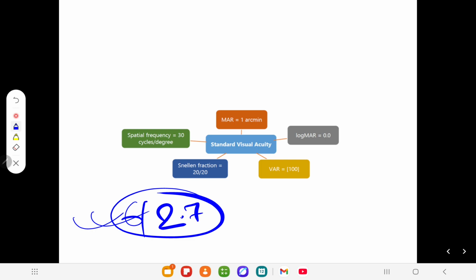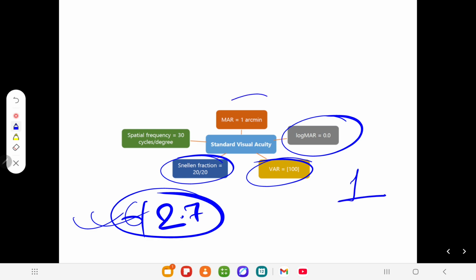But you have to understand that standards mean what we want to achieve. If we want to achieve 6/6, that means 20/20, which means VAR is 100. At the same time logMAR is 0, decimal fraction is 1, MAR is 1, and cycles per degree is 30. So that's very important, what the standard is. Sometimes an MCQ comes frequently.